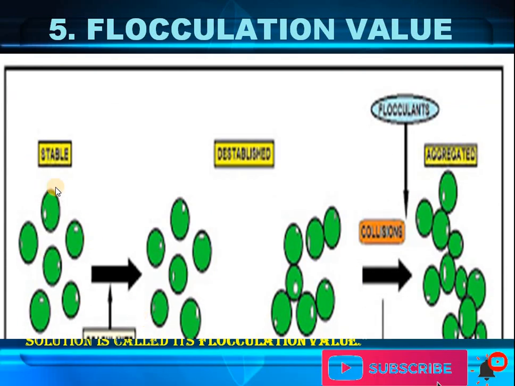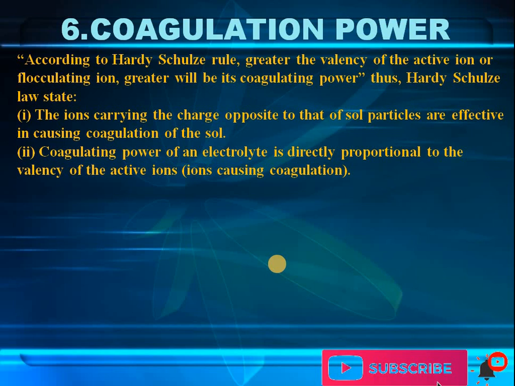Therefore, the number of millimoles of an electrolyte required for 1 liter of a solution will tell you about the flocculation value. This is what we have: a stable colloidal solution. It gets destabilized with time after addition of electrolyte, then the flocculation will take place. If we add a lesser amount of electrolyte, then the flocculation or coagulation will not take place completely. So for that we have to know what is the minimum amount which is required.